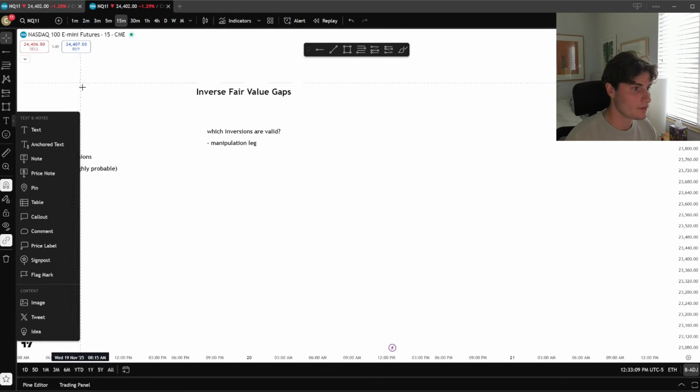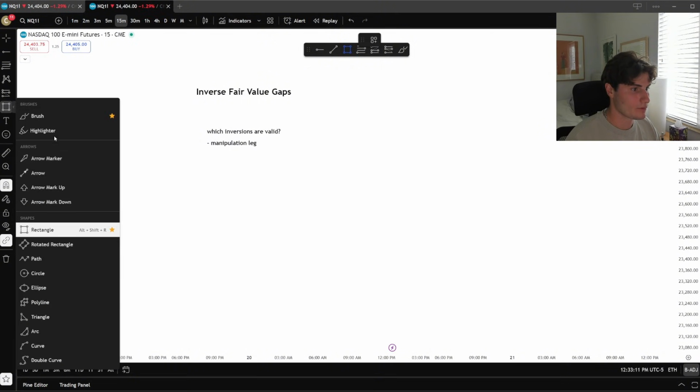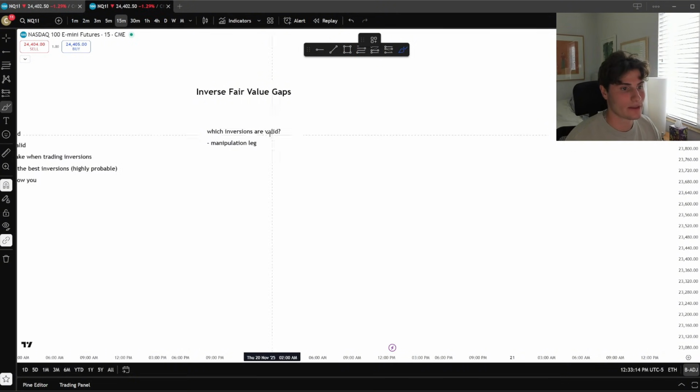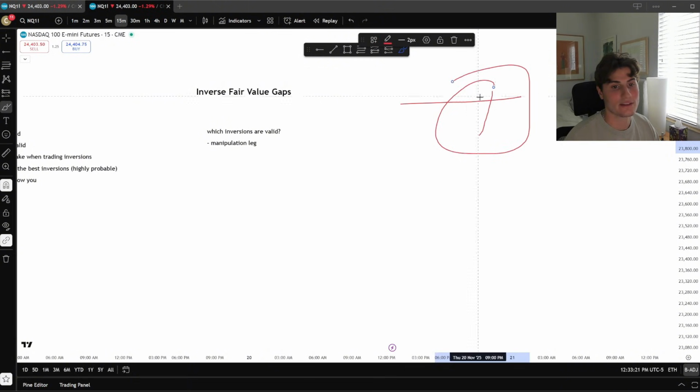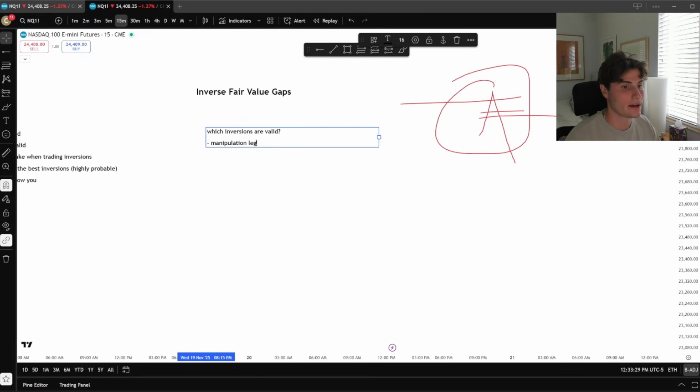Which inversions are valid? When I say manipulation leg, I mean if this is the high, price sweeps that high, this is the manipulation leg. So the inversion has to be in the leg that sweeps the high. That is what I mean by manipulation leg. The fair value gap has to be in the manipulation leg. Second thing, only one fair value gap in the manipulation leg.